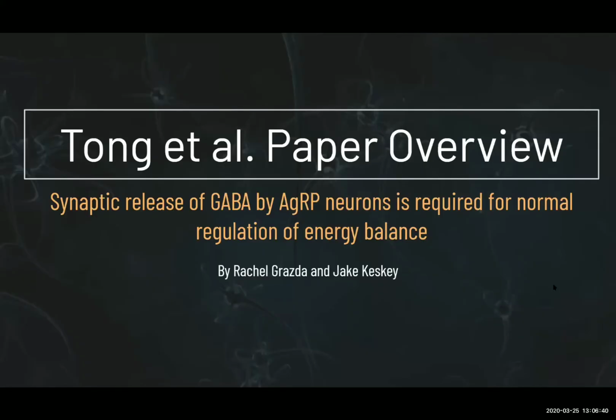Okay. This is the Tong et al. paper overview. It's about the synaptic release of GABA by AGRP neurons is required for normal regulation of energy balance, by Rachel Grazda and Jake Keski.